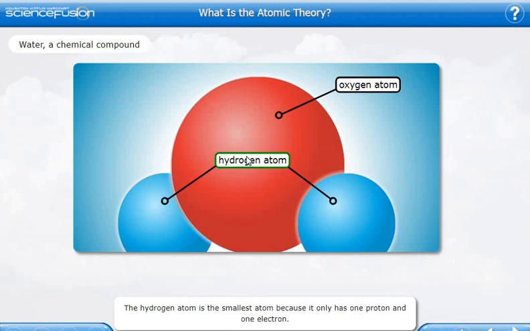The hydrogen atom is the smallest atom because it only has one proton and one electron. Hydrogen atoms aren't really blue, but they are shown with a color, so they are easy to spot. Oxygen atoms are significantly larger than hydrogen atoms because they have more protons, neutrons, and electrons. Oxygen atoms aren't really red, but they are shown with a color, so they are easy to spot.